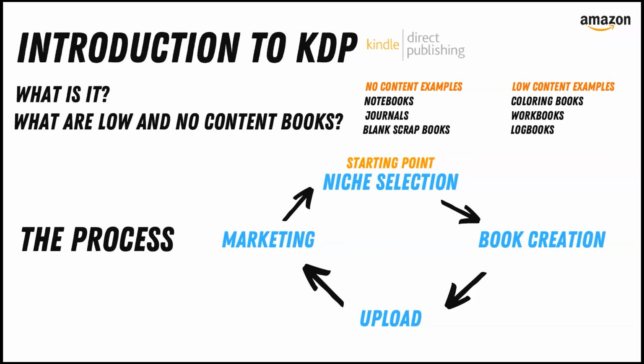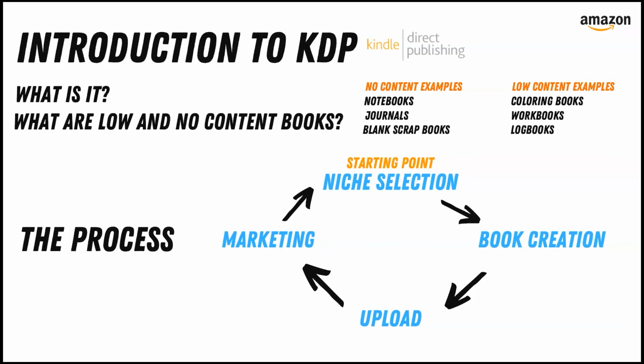Introduction to KDP and what it is. So Amazon have an area or a component of the business called Kindle Direct Publishing. And Kindle Direct Publishing allows self-publishers to create books without having to go through the big publishers that traditionally you had to do to get a book to be sold.